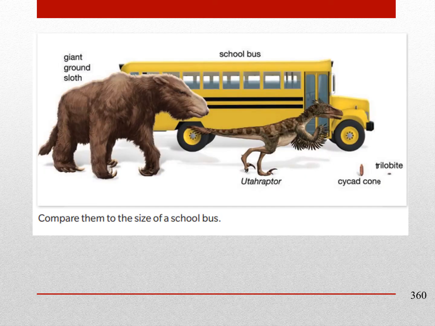Now let's compare them to the size of a school bus. If you look at the cycad cone and the trilobite, they are smaller than the wheels of the bus. If you look at the Utah raptor, it's smaller than the school bus. If you look at the giant ground sloth, it is almost as big as the school bus.